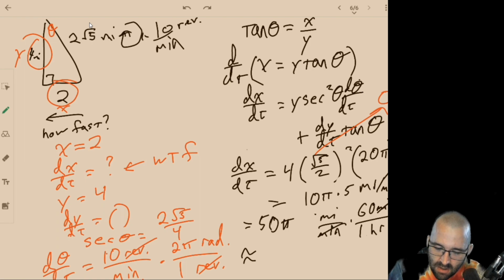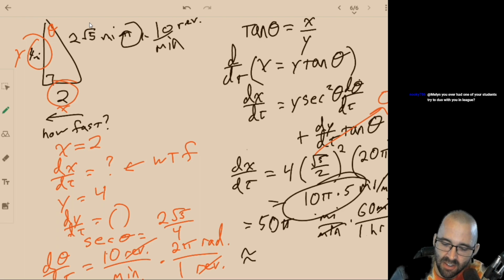Secant is root 5 over 2. No, secant is not root 5. Yeah, it is. And then it's squared. Let's move that squared a little closer. Maybe this is the right answer. That's 5/4. How did I get here? 5/4 times 4 is 5. 5 times 20 is 100. This should be 100, no? Not 50?